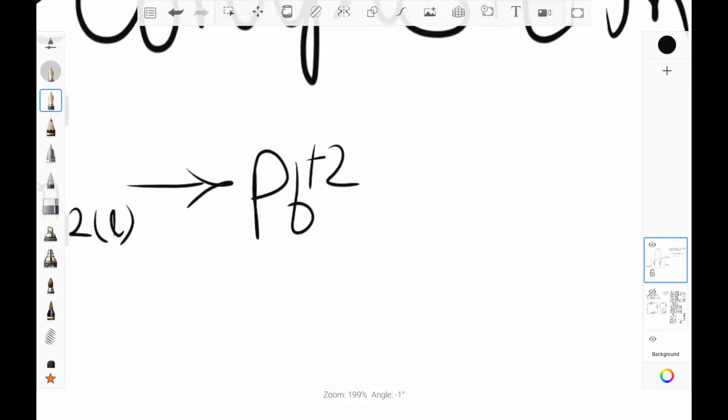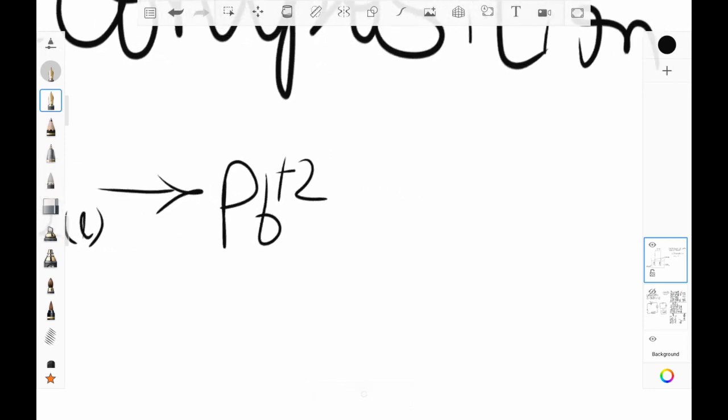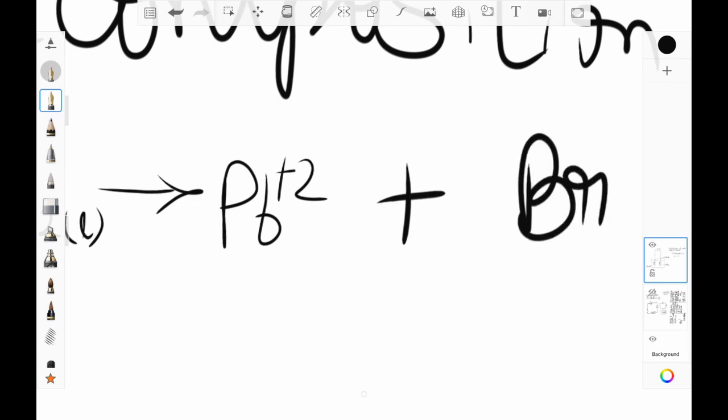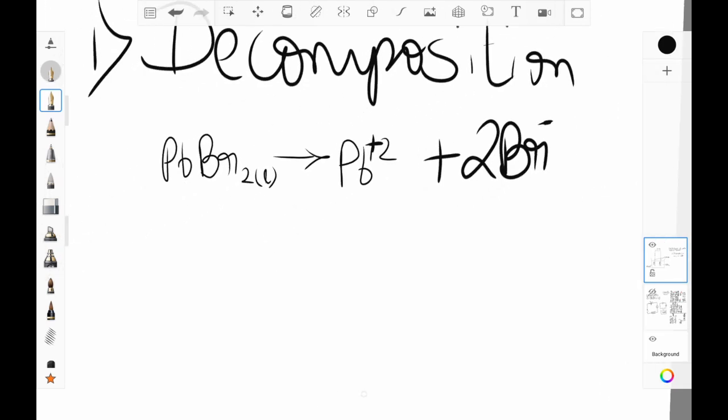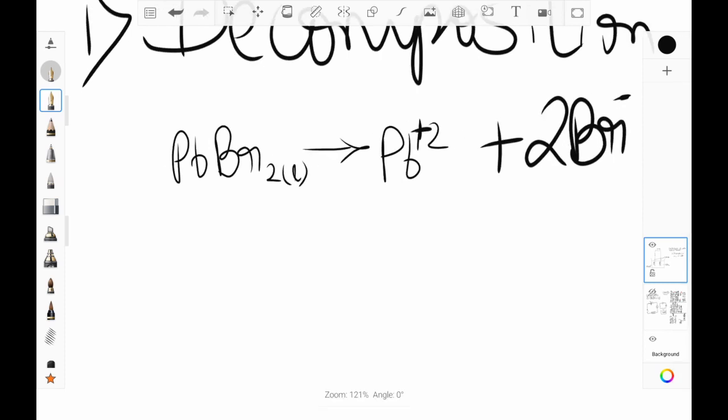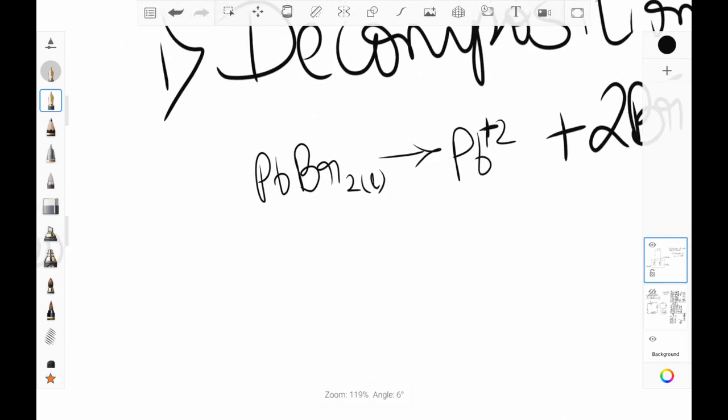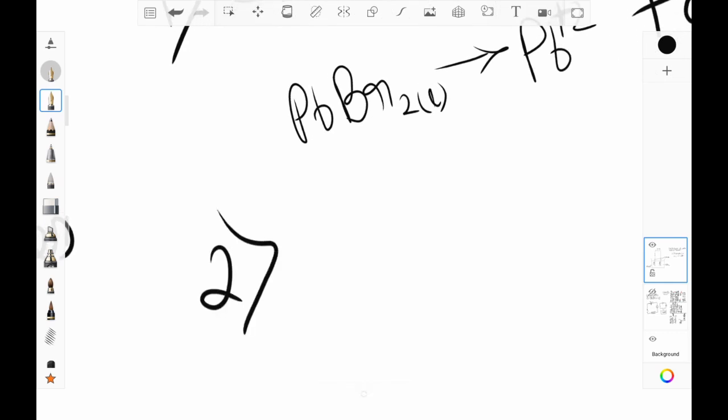Molten lead bromide will decompose to form a lead ion, which has a plus 2 charge, and a bromide ion, which has a minus 1 charge. However, remember it needs to be balanced, so you'll put a 2 here. So plus 2, plus, well, if you do 2 times minus 1, that's minus 2. So minus 2 plus 2, they cancel out. And that's just a quick tip when it comes to balancing your ionic equations. That's decomposition. The second thing, migration.